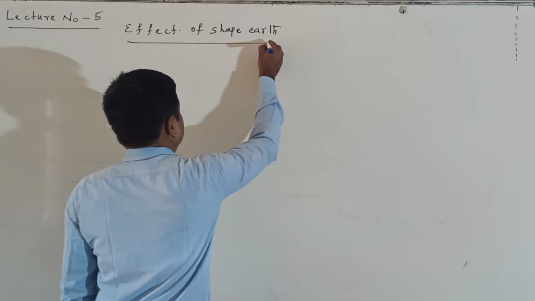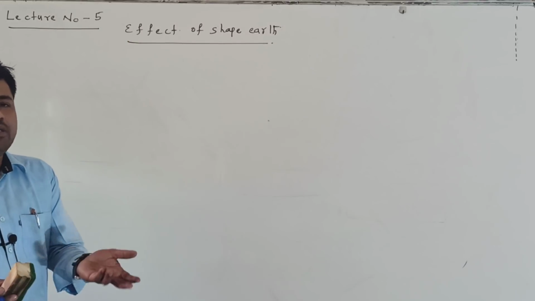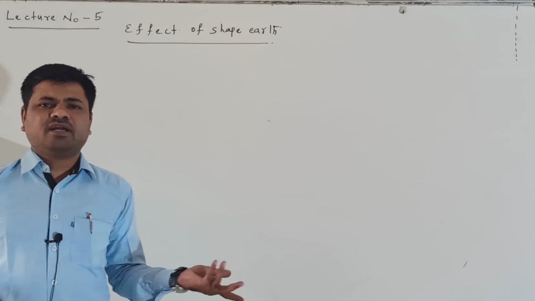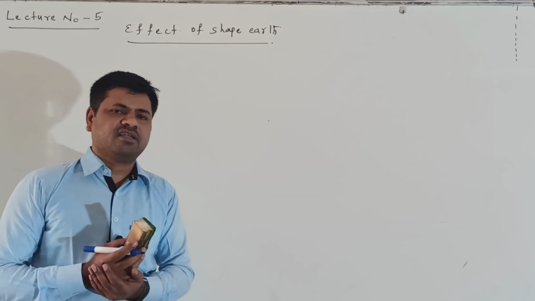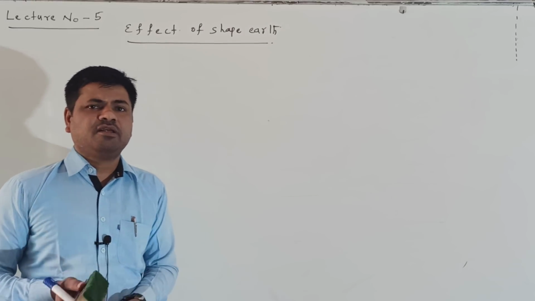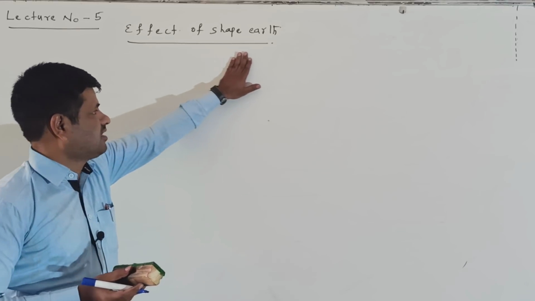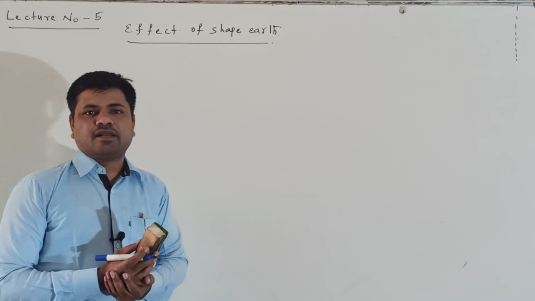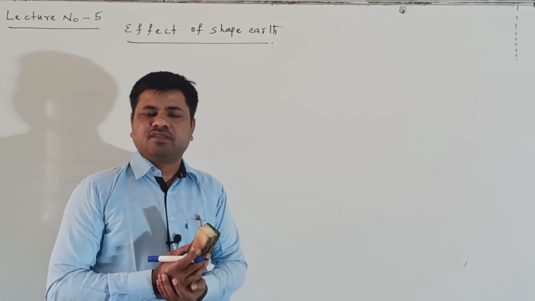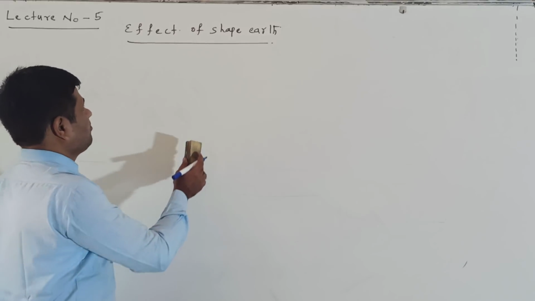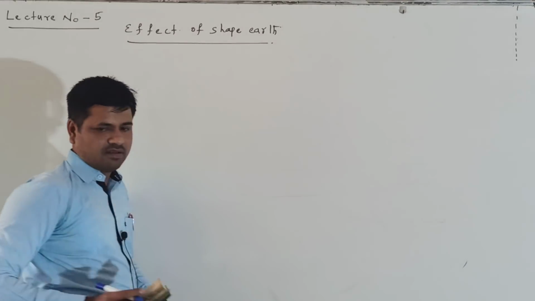Totally we discussed five factors, but the fifth is local conditions. G value decreases depending upon the local condition, but we are not discussing that, it is not important. We are discussing four factors that are very, very important. Two factors are completed, with height and with depth. This is the third factor, effect of shape of earth.